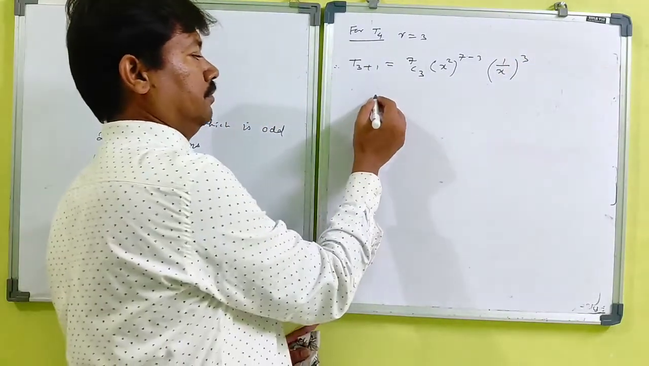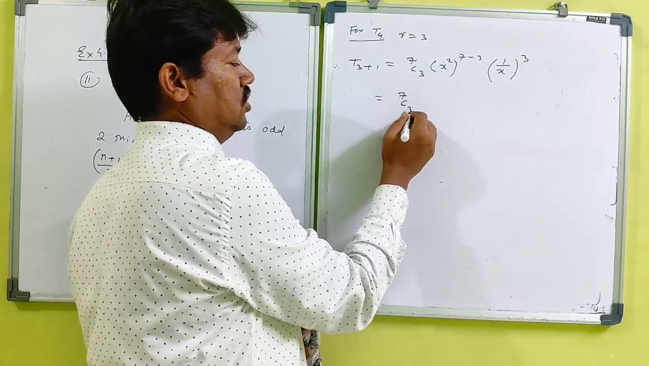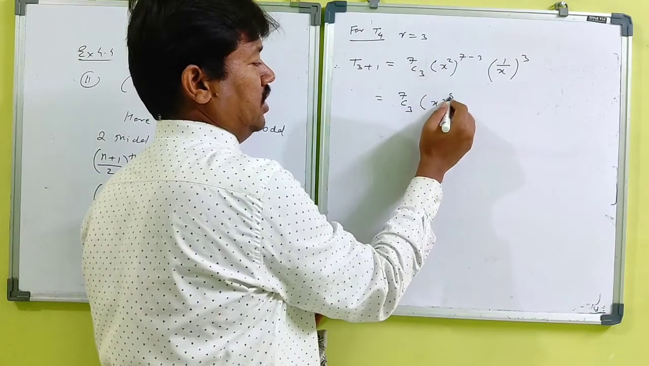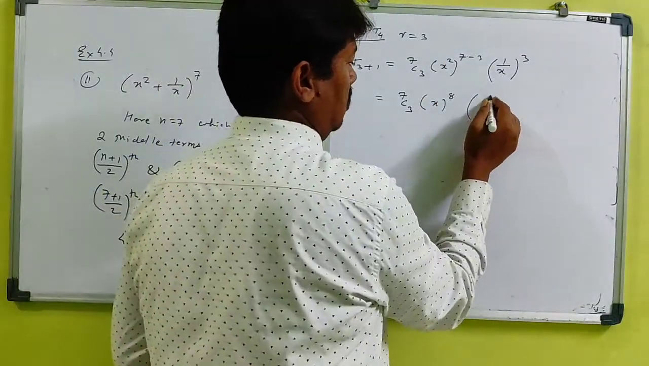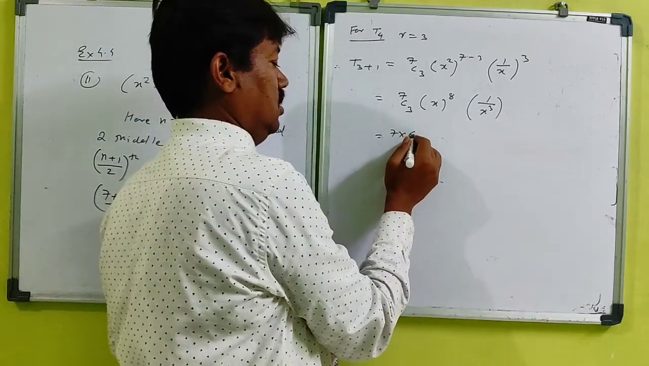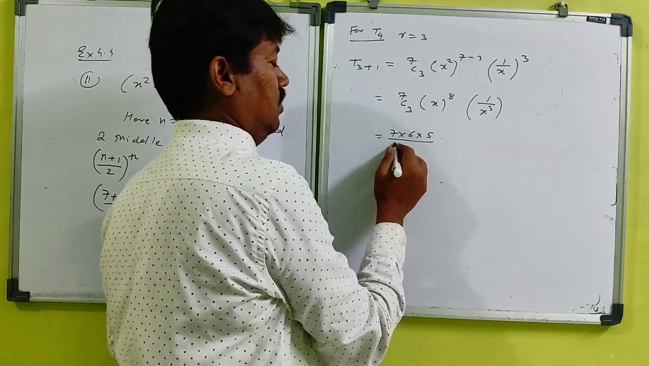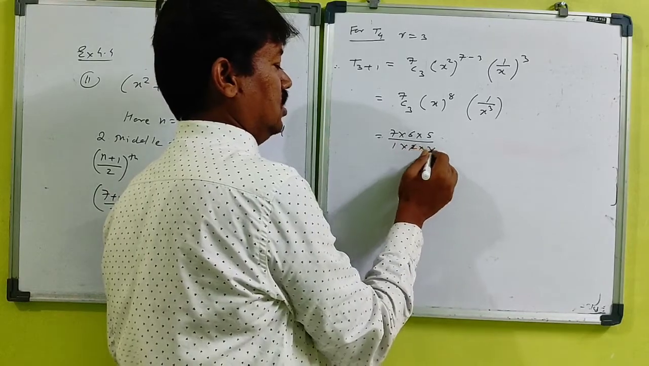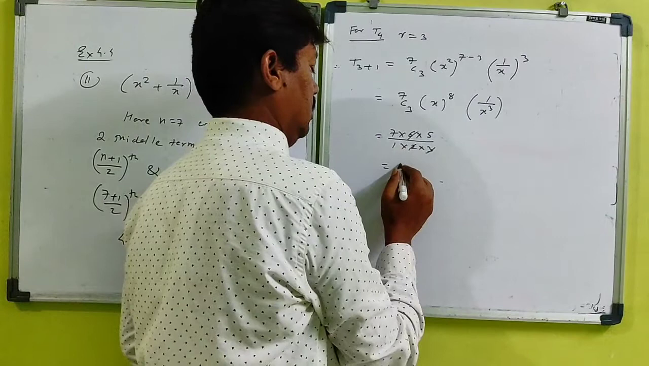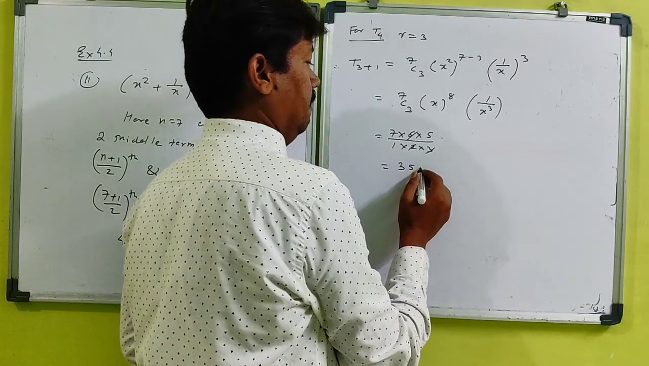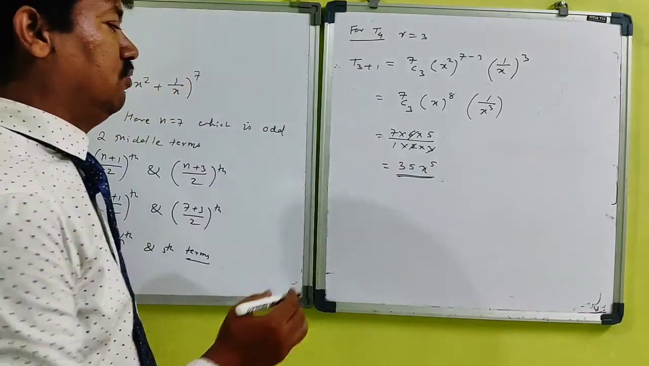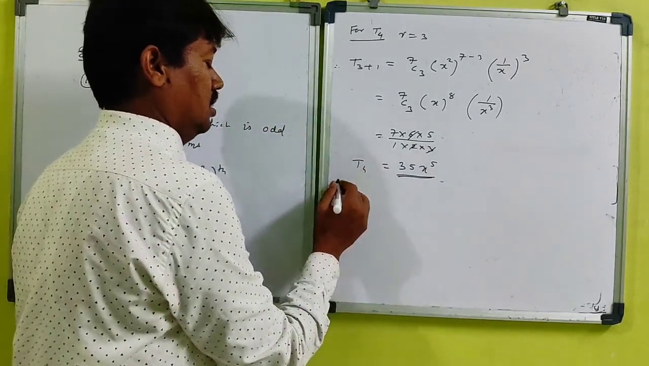So it is 7C3 x raised to 2 into 4, that is x^8, and that is 1/x cubed. So 7C3 is (7 into 6 into 5)/(1 into 2 into 3). That cancels, 35, and this also cancels. So it is 35 x^5. That is T4.